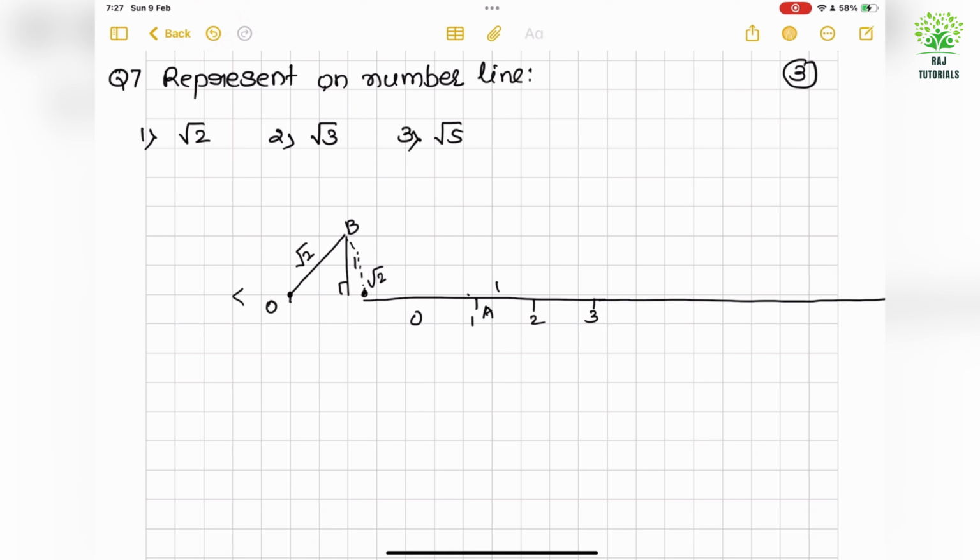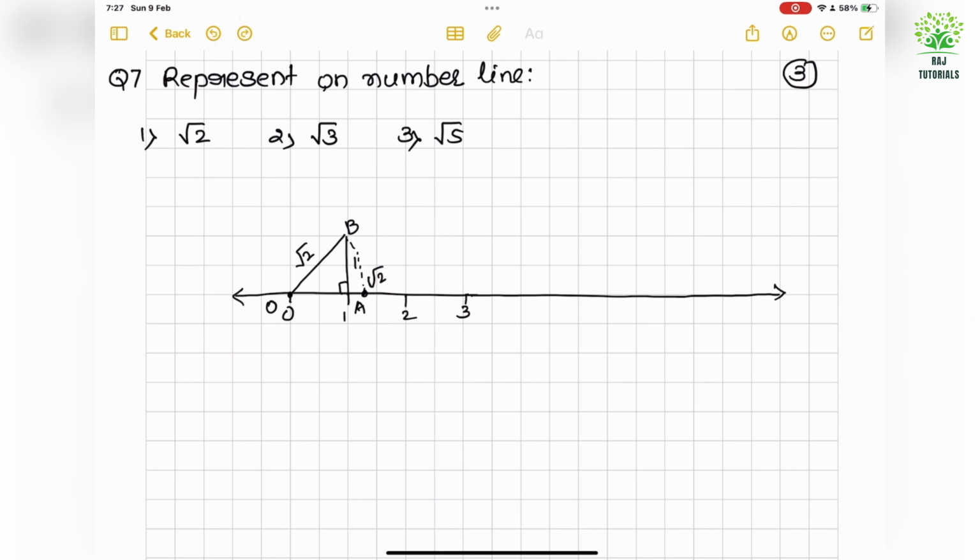Now, for root 3, again I will make 1 unit here. For root 3, I will make at root 2 a perpendicular of 1 unit. So this is 1 unit, whichever unit I am taking. Now again with O, I will join that and I will draw an arc like this. So this will be my root 3, this point. Let it be C.